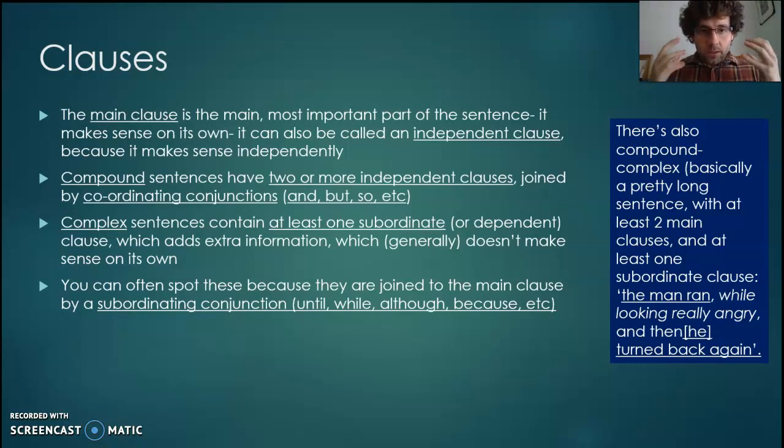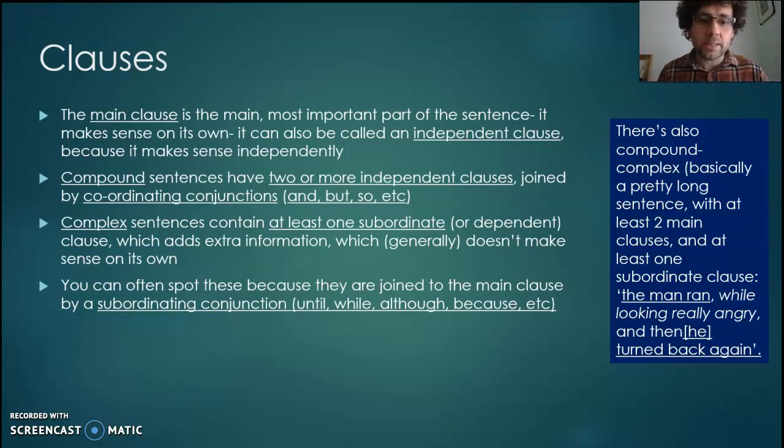So the main clause in a sentence is the most important bit. It makes sense on its own. It's the independent clause. It exists independently to everything else, and simple sentences just have one main clause. I talked about compound sentences. They have two or more independent clauses. They're joined by what we call coordinating conjunctions, words like and, but, so. They join equally important bits of information. The cat sat on the mat, and then it got up again. Two equally important bits of information, both relating to the same subject, the cat.